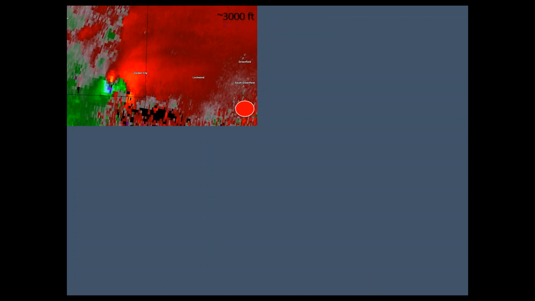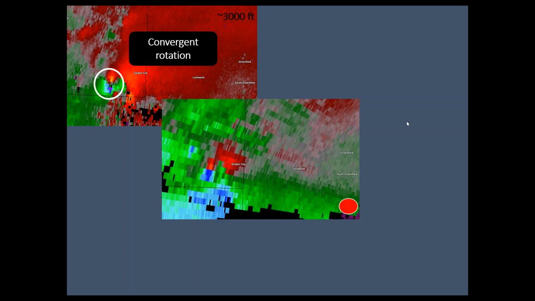Let's take a look at an example of the Golden City storm. This is at 3,000 feet. You can see this convergent rotation signature here, just west of the radar. Let's go up to about 11,000 feet. You can still see this strong rotation.